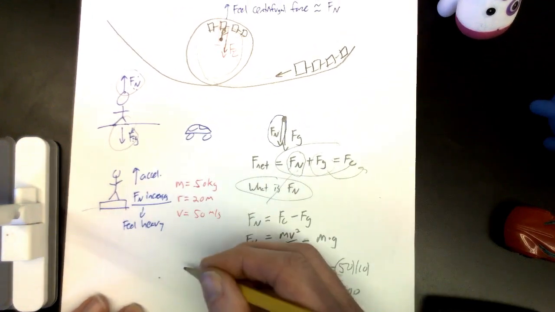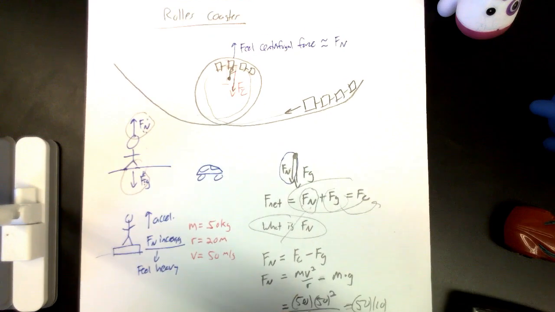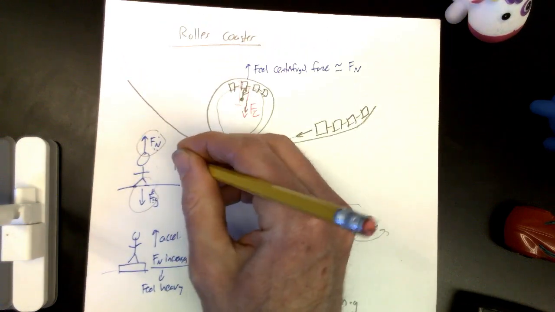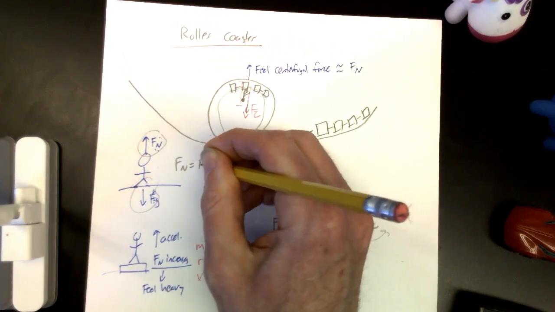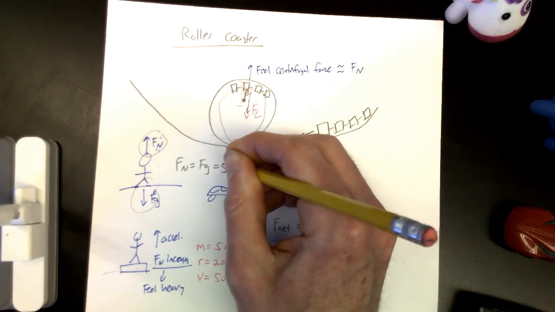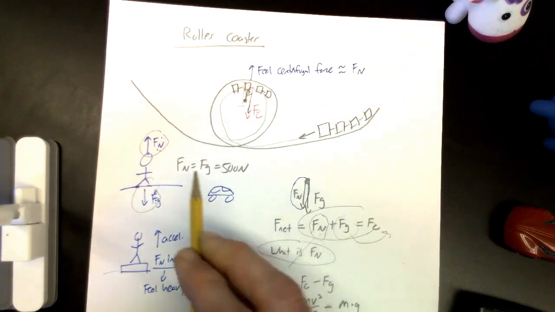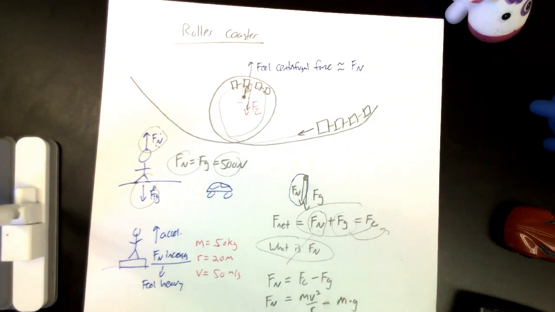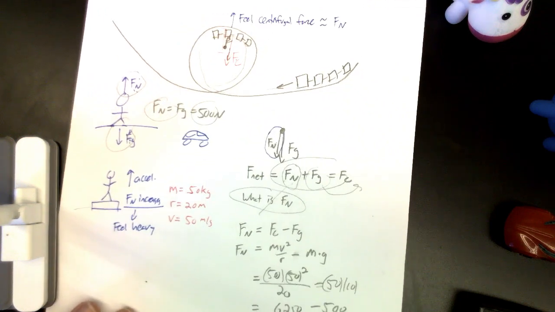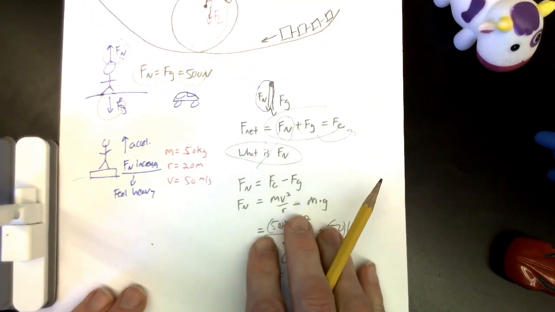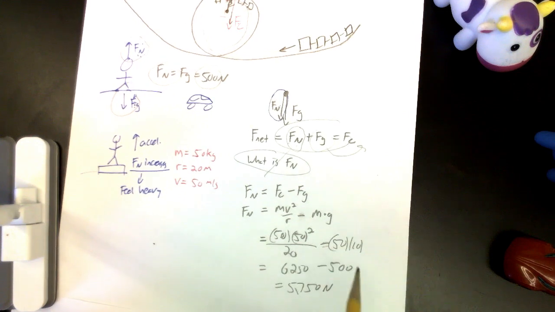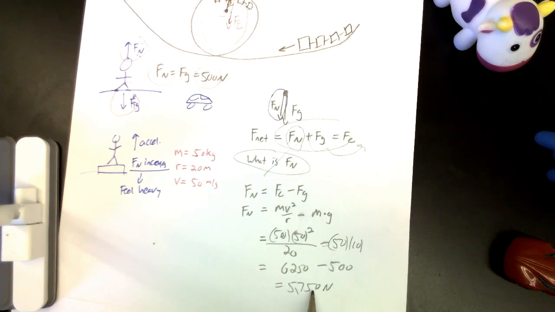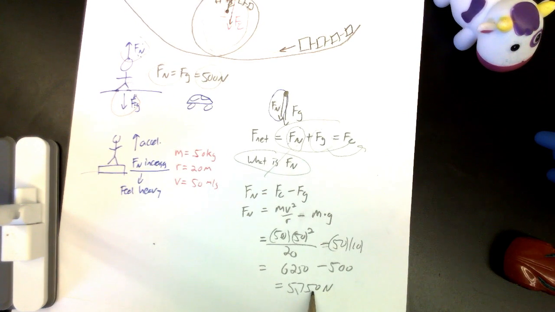Well, on flat ground, once again, here we'll just go back up here. On flat ground up here, your normal force is equal to gravity, and that was 500 newtons. So on flat ground, you feel like you weigh 500 newtons. Upside down in this roller coaster, you're going to feel like you weigh 5,750 newtons. So that's going to feel like a lot. That's like 10 Gs basically when you're upside down like that.